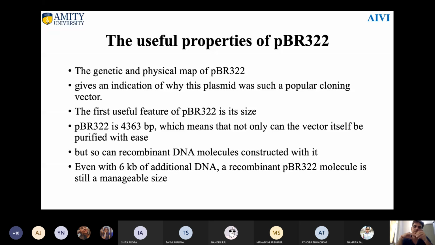And as we mentioned previously, the vector should be less than 10 kilo base pair. So if we add an additional 6 kilo base pair over it, its size is going to be around 10 kilo base pair. So that is a range that we can transfer to our cells also. That's why its size is small, so we can load around 6 kilo base pair over it when we construct a recombinant DNA molecule. So it is a manageable size and we can use it. This is a good property of this vector.